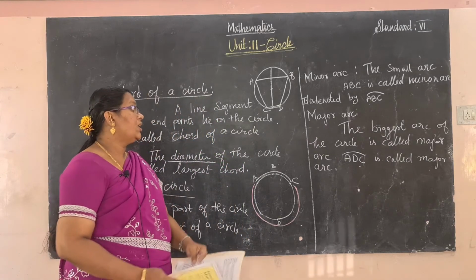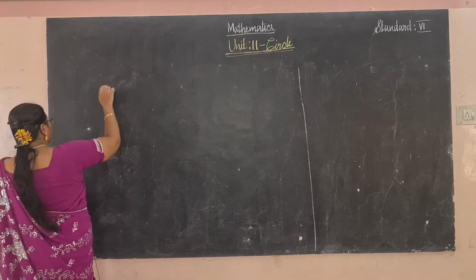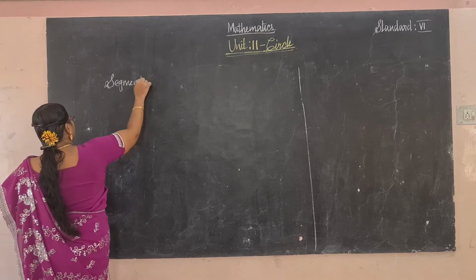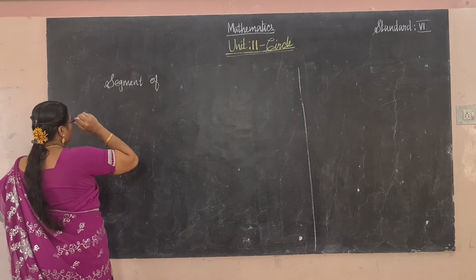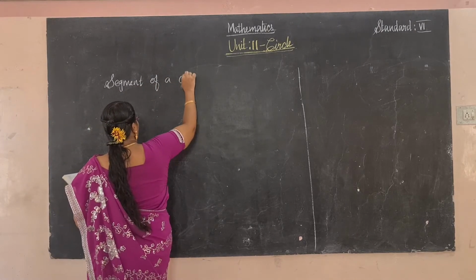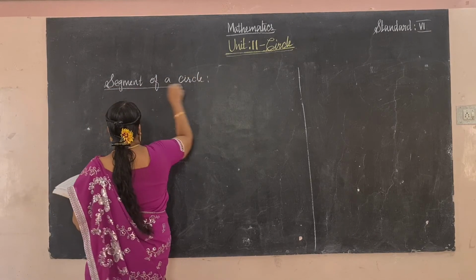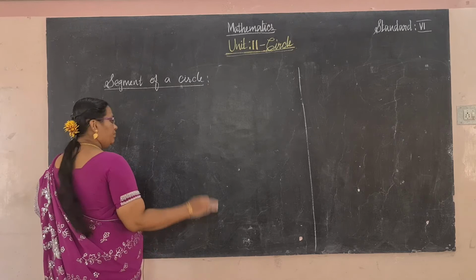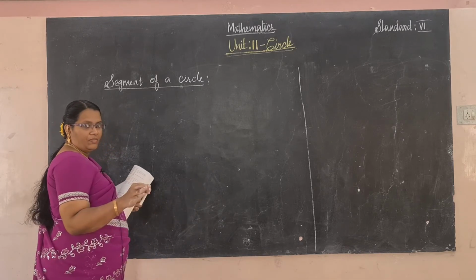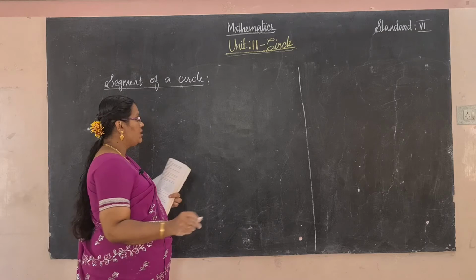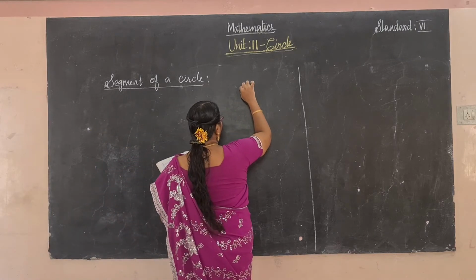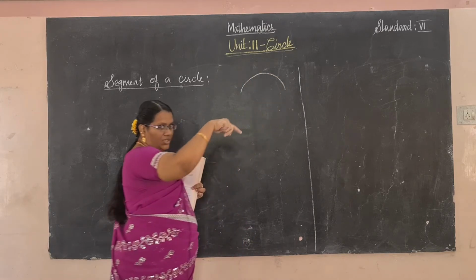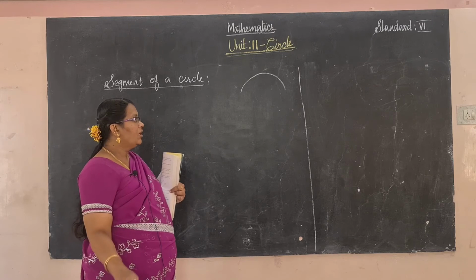Now move to the next concept, segment of the circle. Segment of a circle. Okay, so what is meant by a segment? A segment is a part of a circle closed by a line segment. An arc is a part of the circle, but it is not closed.